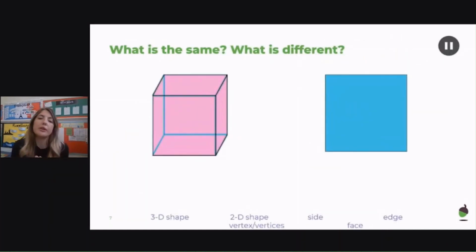So now I want you to have a look at these two shapes on your screen and think about what is the same about them and what is different. Use the key vocabulary on the bottom of your screen to help you, and pause your video while you make some notes.